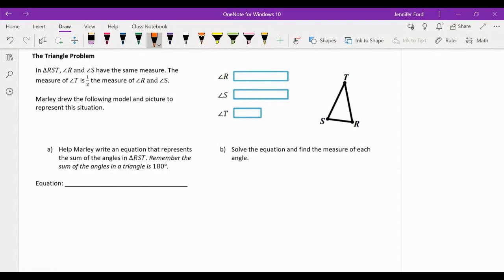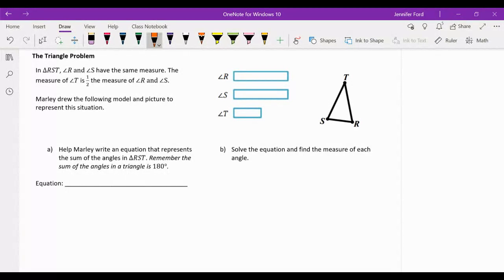Okay, here we go. In triangle RST, angle R and angle S have the same measure. The measure of angle T is half the measure of angle R and angle S. Marley drew the following model and picture to represent this situation. So we see her model and we see that little sketch of triangle RST. Part A, help Marley write an equation that represents the sum of the angles in triangle RST. Remember, the sum of the angles in a triangle is 180 degrees. And then part B, solve your equation and find the measure of each angle.